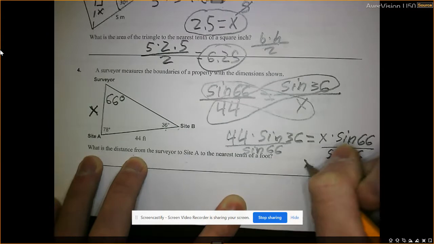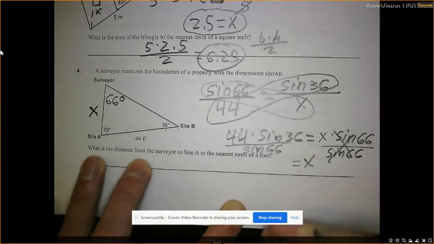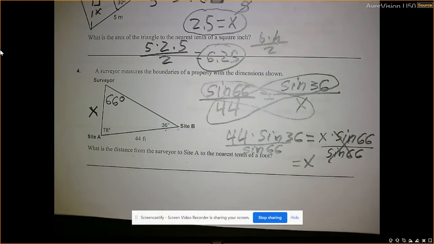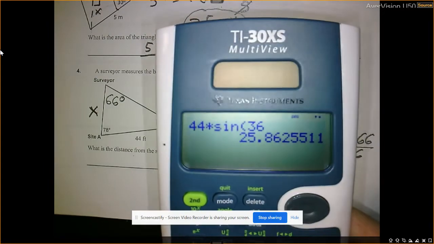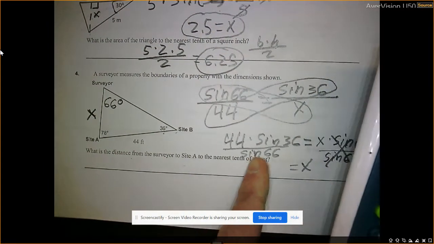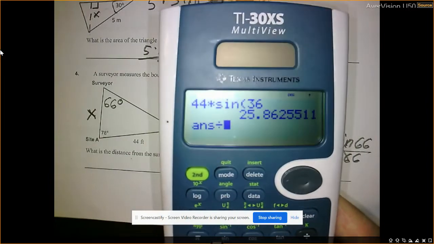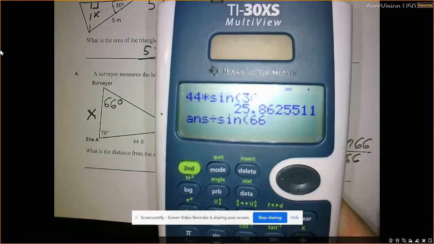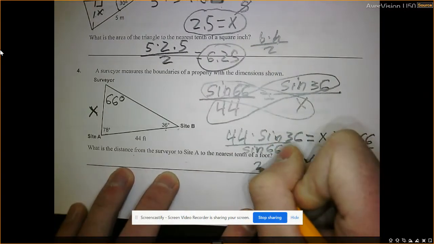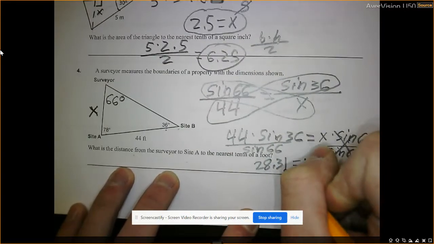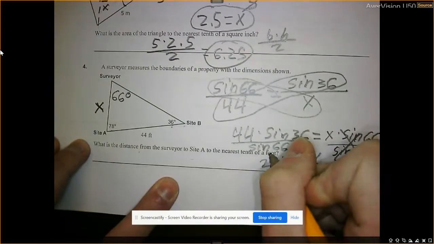And then you go to your calculator because x is alone. So x is going to equal 44 times the sine of 36. I would hit enter there, and then you divide by your sine of 66. You get 28.31. That is your x. That is your distance from the surveyor to site A.